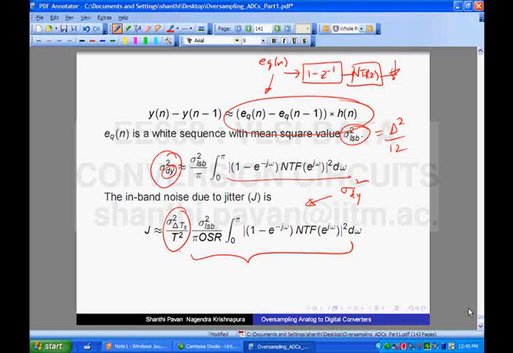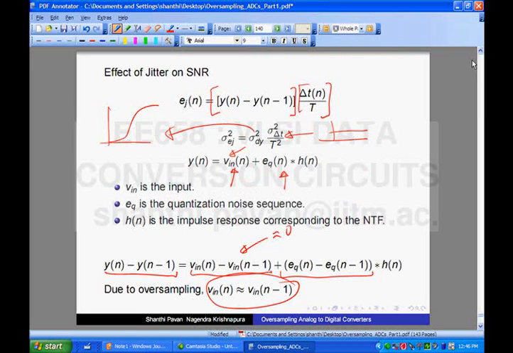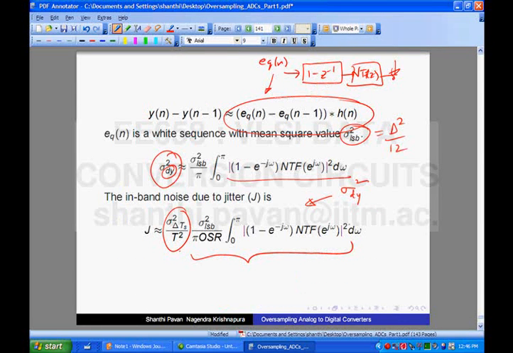Okay. So the mean square error due to jitter is this guy, and this is a white process. All right, which basically means that the mean square value is spread across 0 to pi. We are interested in only the in-band noise. So the in-band noise due to jitter is basically sigma delta ts the whole square by t square times this stuff divided by the oversampling ratio. Does that make sense?